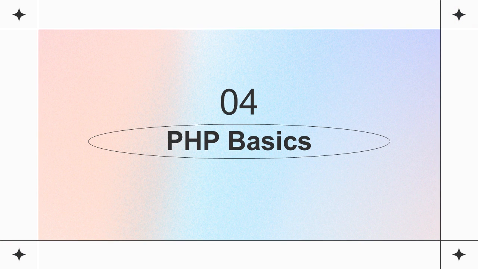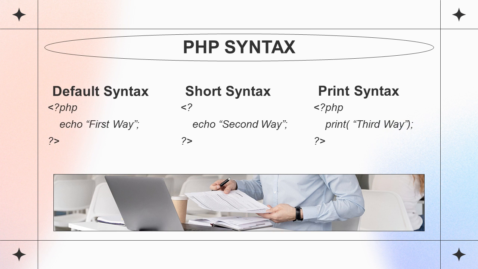Next, we will discuss PHP basics. Let's start with the syntax. There are three different types of syntax used in PHP. Syntax means the formula to represent something. Whenever I am writing anything in any programming language, we have to learn the syntax. In PHP, there are three different types of syntax.